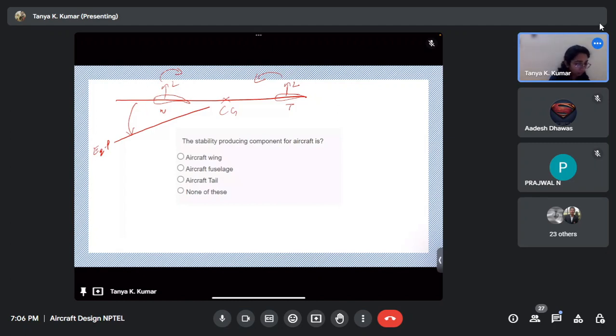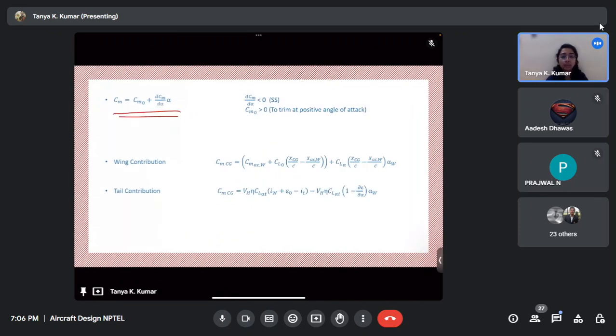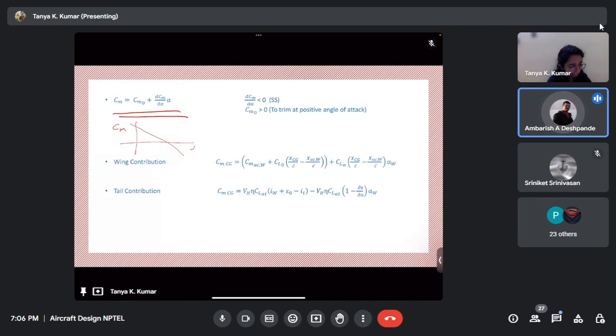So this is the slide. This is the pitching moment equation: Cm equals Cm naught plus dCm upon d alpha into alpha. Somebody had said Cm naught is the quantity that measures static stability. What is Cm naught? Your graph is something like this. It is the moment at zero angle of attack. So that moment is always there. It is produced mainly due to the cambered airfoil having some moment, right?